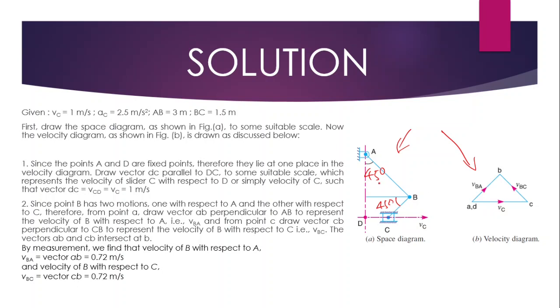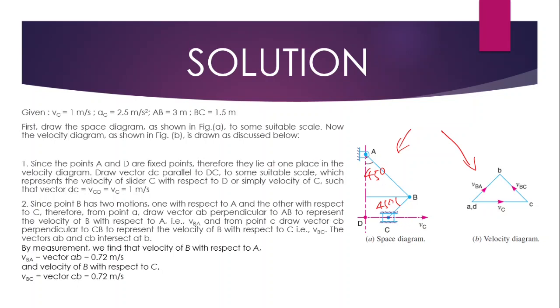Given VC is equal to 1 meter per second, VC, the velocity of C with respect to D or any other fixed point, is equal to 1 meter per second. AC is equal to 2.5 meter per second square and AB is equal to 3 meter, BC is equal to 1.5 meter. First we have to draw this space diagram.